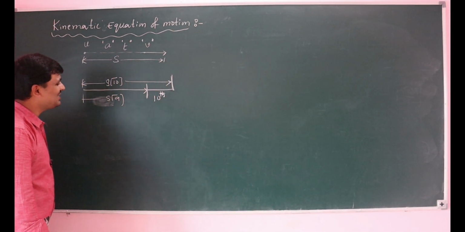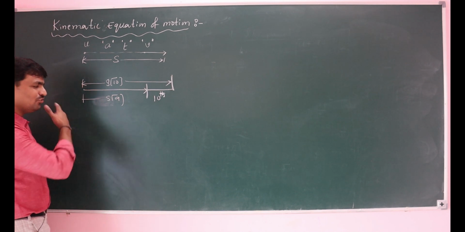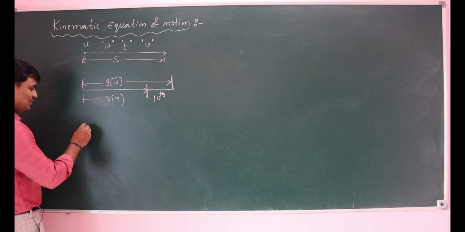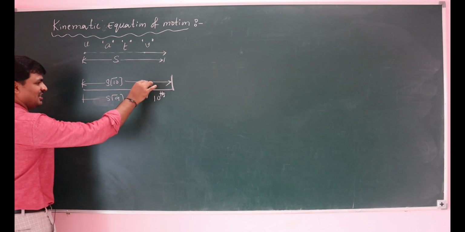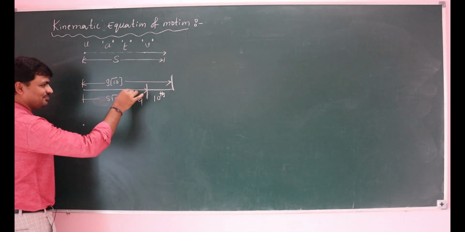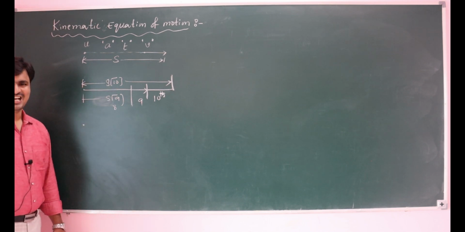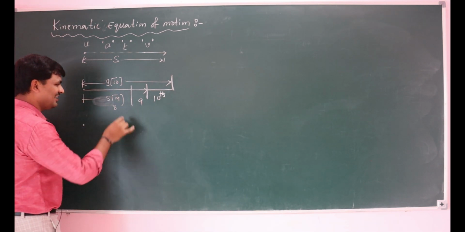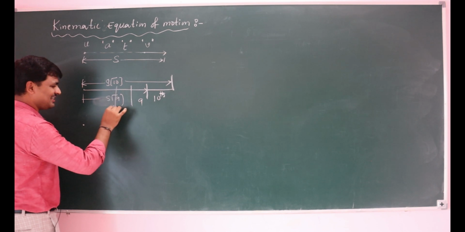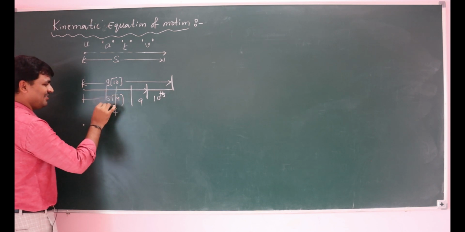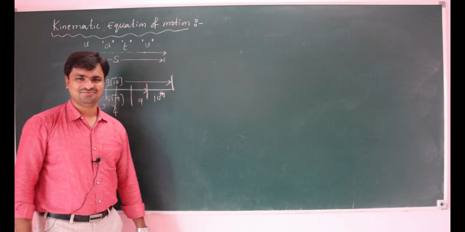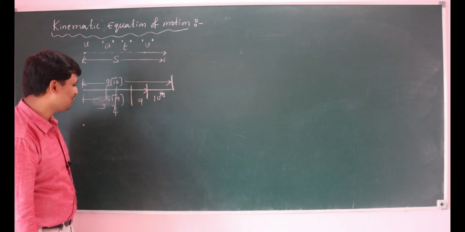If they are asking about the 9th second, then very simple: displacement traveled in 9 seconds minus displacement traveled in 8 seconds. If they are asking the 4th second, displacement traveled in 4 seconds minus displacement traveled in 3 seconds. Yes or no? Yes, of course.